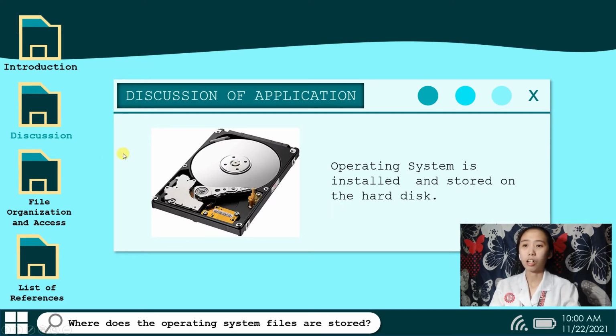So, usually the operating system is installed in the hard disk drive. This is where also the operating system files are stored. So let's take a look at the structure of a hard disk.